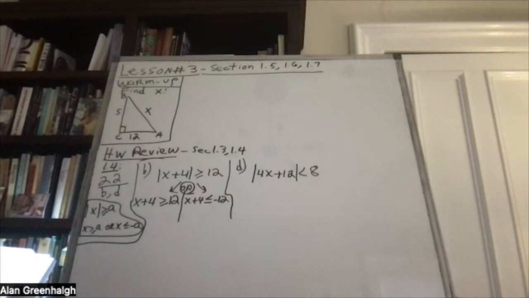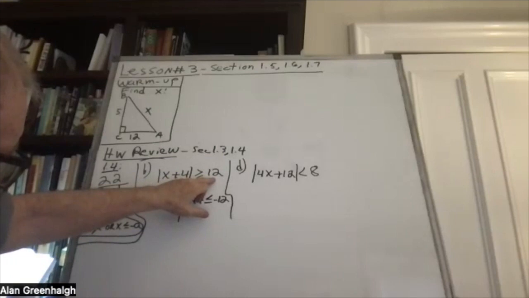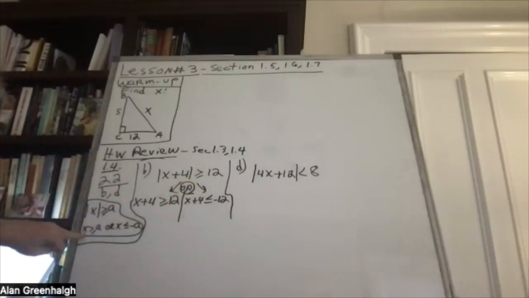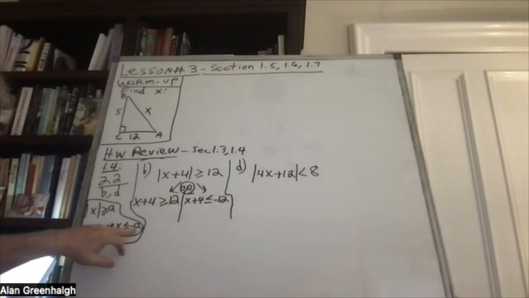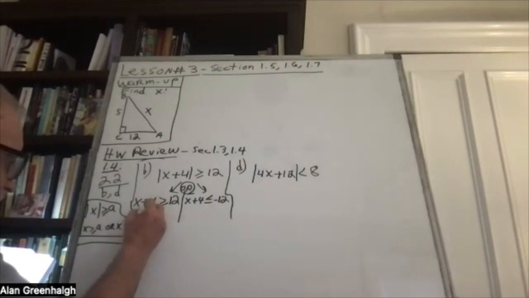We did this on Thursday. So, that's what I did. This whole thing started out as the absolute value greater than 12. Therefore, one of them is greater than 12. There it is. And the other one is less than or equal to negative 12. And now let's solve them.